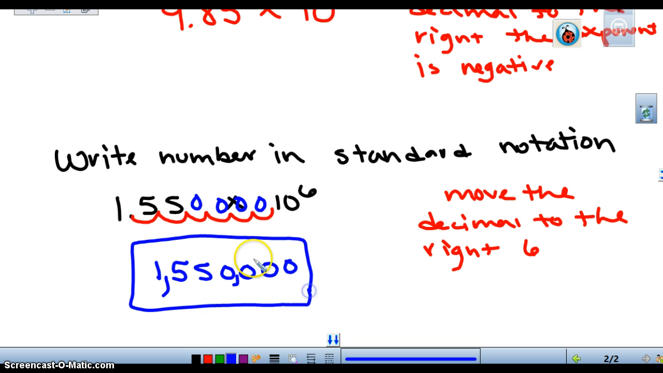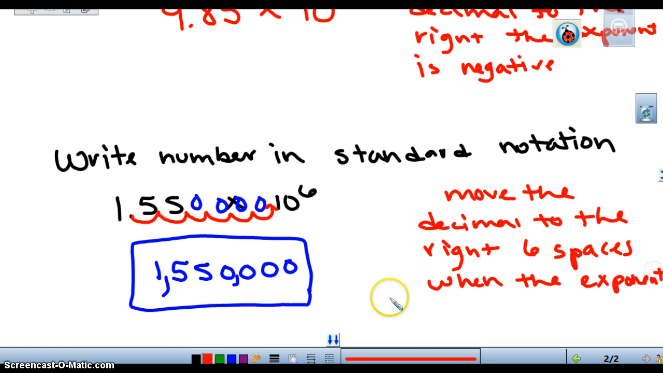Why did we move our decimal to the right? So we move the decimal to the right 6 spaces when the exponent is positive.